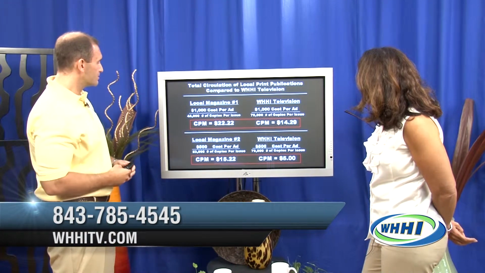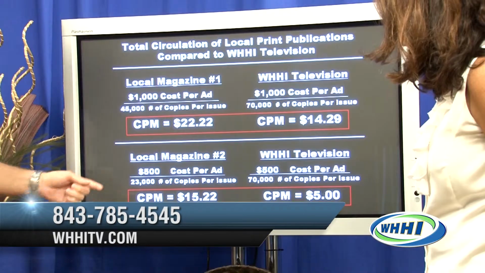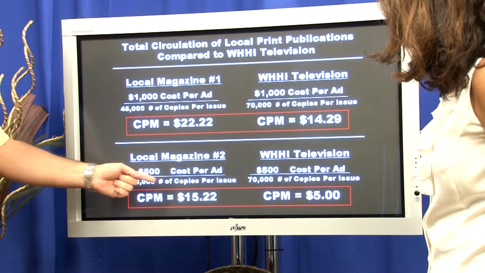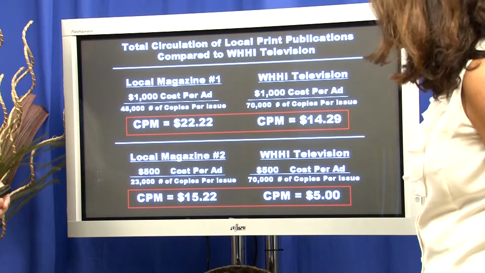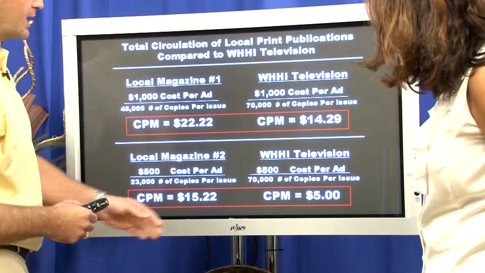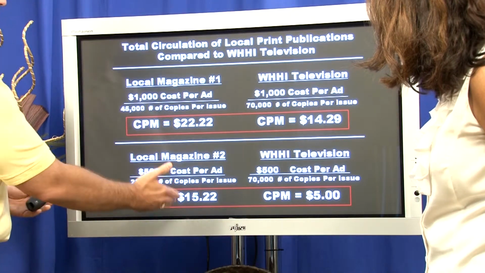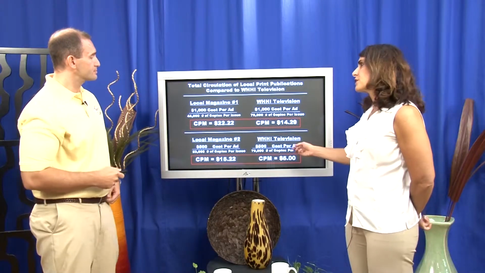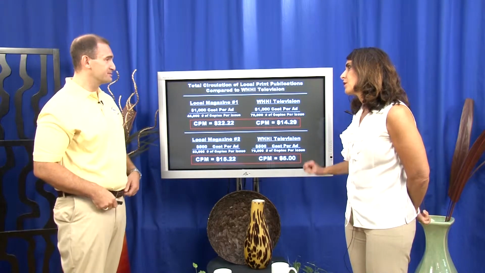If you look at another magazine here locally, we'll call it local magazine number 2, we're looking at $500 per ad divided by 23,000 copies or publications per month. With a $500 ad on WHHI reaching the 70,000 households, the cost per thousand is $5 compared to $15.22. And again, this is 24/7, versus once a month. Okay.